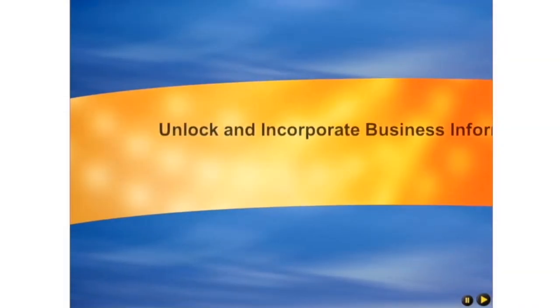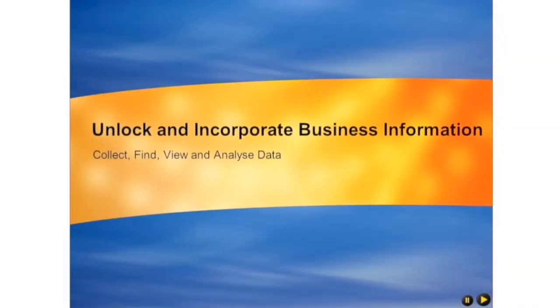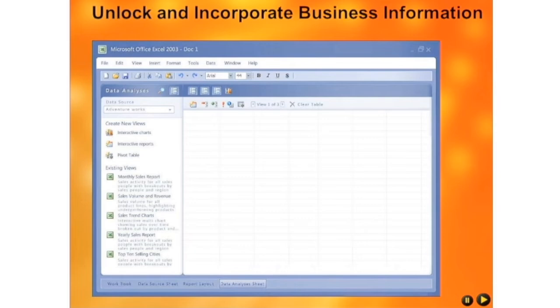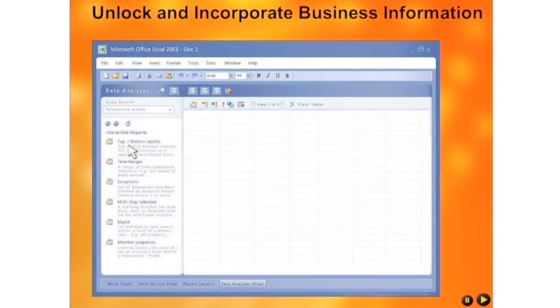Office will make it easy for you to collect, find, view, and analyze relevant data, communicate your findings to others, work together to make decisions, and measure the results of your actions. The Data Selector allows you to create business reports from data stored in external sources, such as SharePoint and SQL Server. In this example, AdventureWorks is the external data source. Click on Interactive Reports to create the type of report you need.